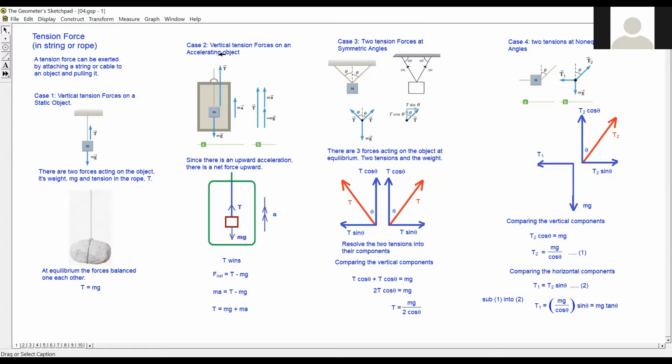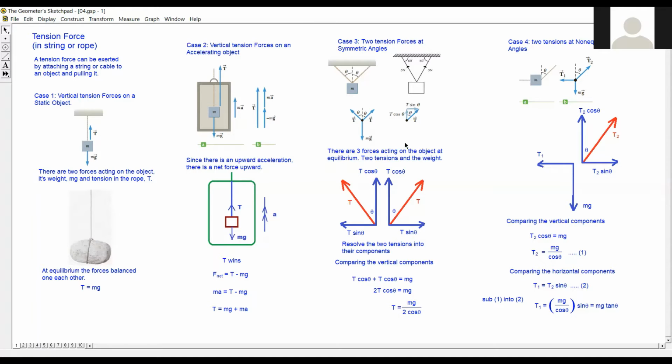Like for example, in case number 2, the object is moving, not with a constant velocity. Even if it's moving with a constant velocity, there's still no net force. But it is moving with acceleration or deceleration. So in this case, there is no equilibrium. When the object is not moving, we say that the object is in equilibrium. Equilibrium means all the forces balance one another. The net force is 0. Okay, so that is case number 1, and a moving, accelerating object is case number 2.